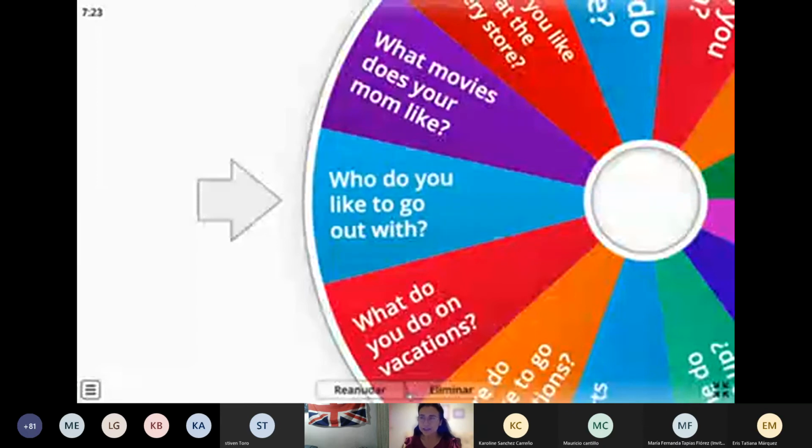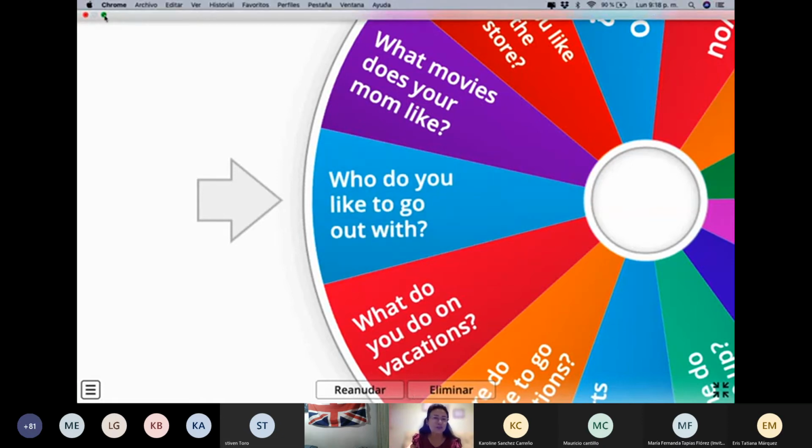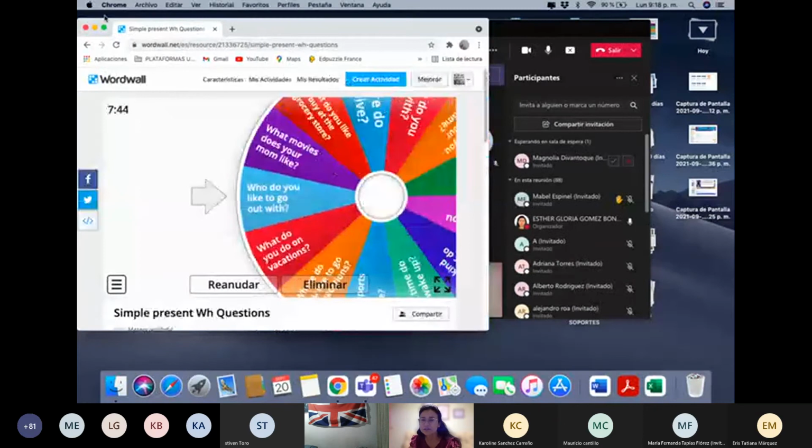Who do you like? The question is, who do you like to go out with? Remember that who is asking for a person, or maybe people in general. Go out when you want to go out to the shopping center, or to the park, or to a disco. Mabel Espinel, what do you say?